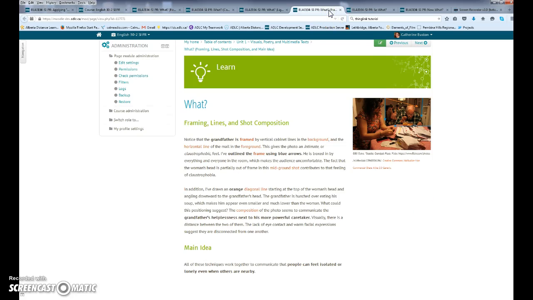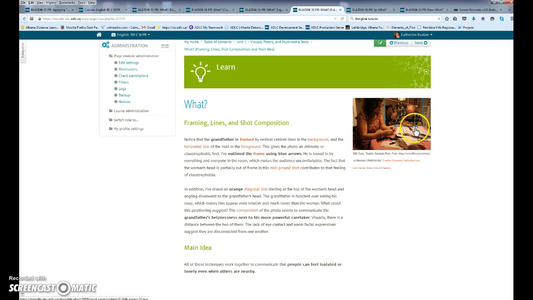Now let's just take a quick look at some of the other details of the composition of the image. So notice that the grandfather is lower. He's at a lower angle than the female, and that's indicated by this orange line right here. And that might indicate that he is sort of in a lower position. He's feeling a little bit diminished by his age and his ability to take care of himself.